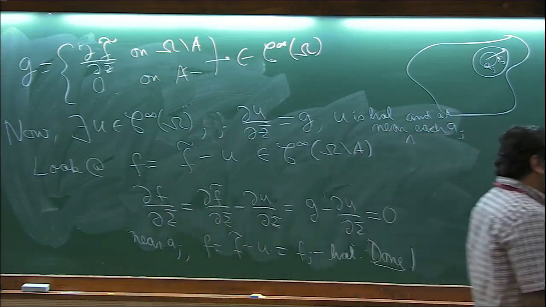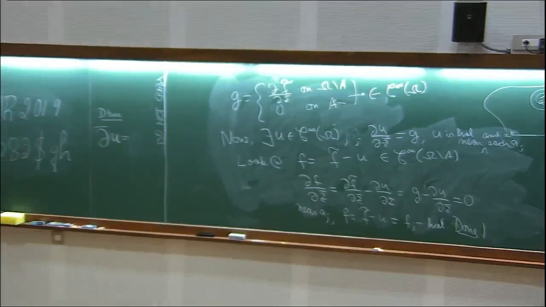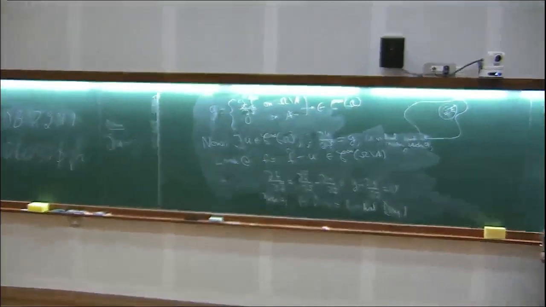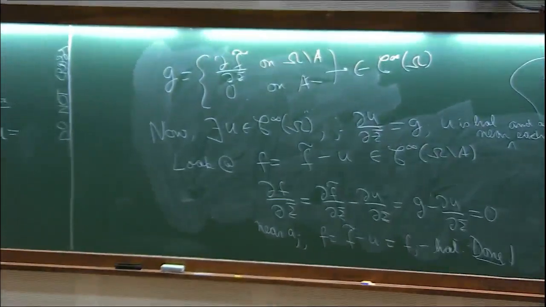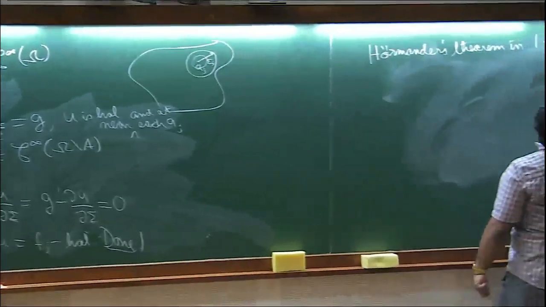Okay, so now we come to a very, very important result, or I should say a very simple special case of a very important result, which tells us one way of solving the d-bar problem. So this is, I should say, one version of Hormander's theorem in one variable.